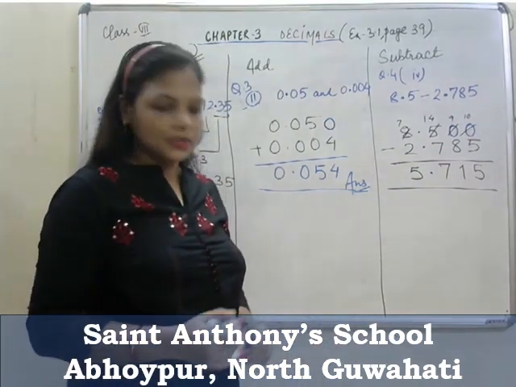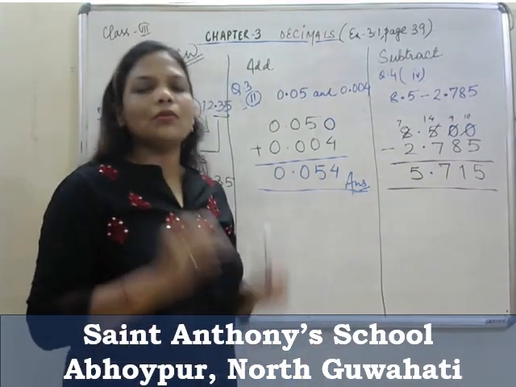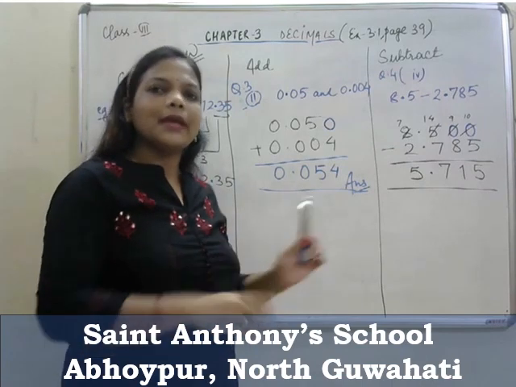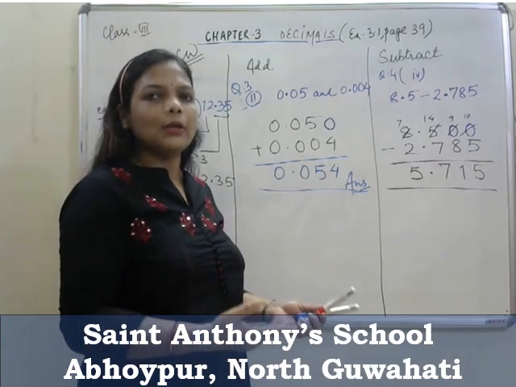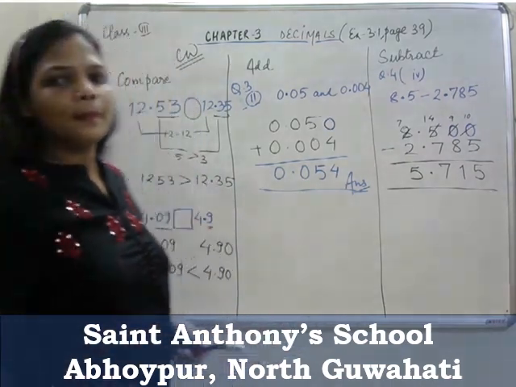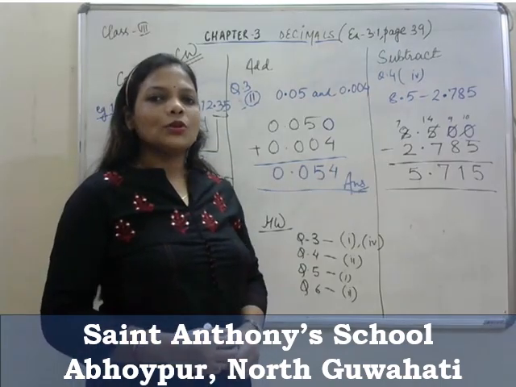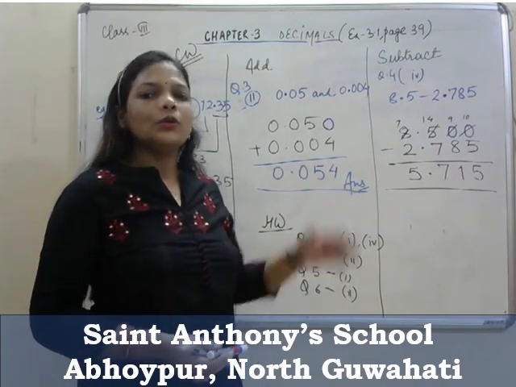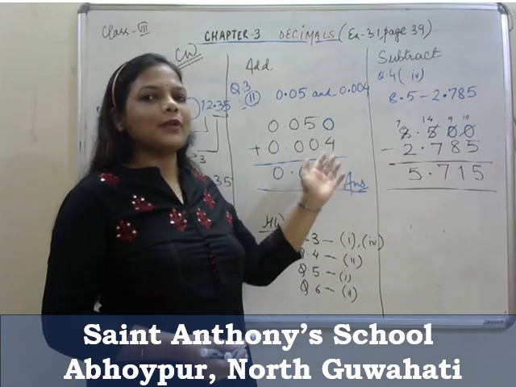I hope this much is clear to you. It's very easy. Only thing is, please make every unlike decimal to like decimal. So this much must be clear to you: like, unlike, addition, subtraction and comparison.